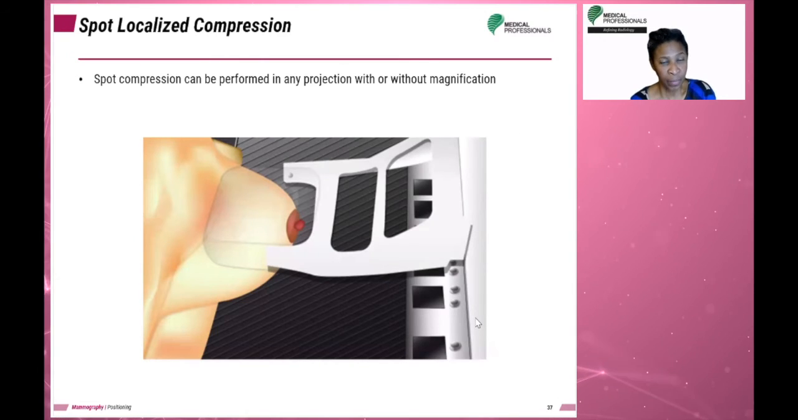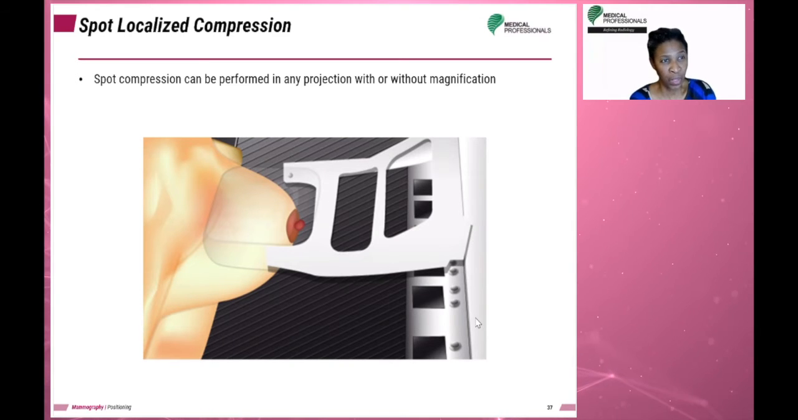Now the spot. The spot is when you want localized compression in one area of the breast. You can perform this in any projection. It can be performed with or without magnification. Typically, you want to inform the patient what you're doing and why, because it does feel a little bit tighter compression, and because it's localized in just one area, it can be more painful for the patient. So just let them know what you're doing and why.